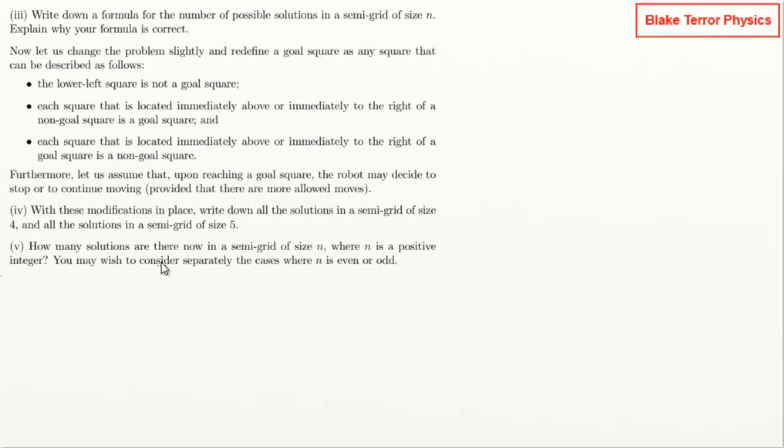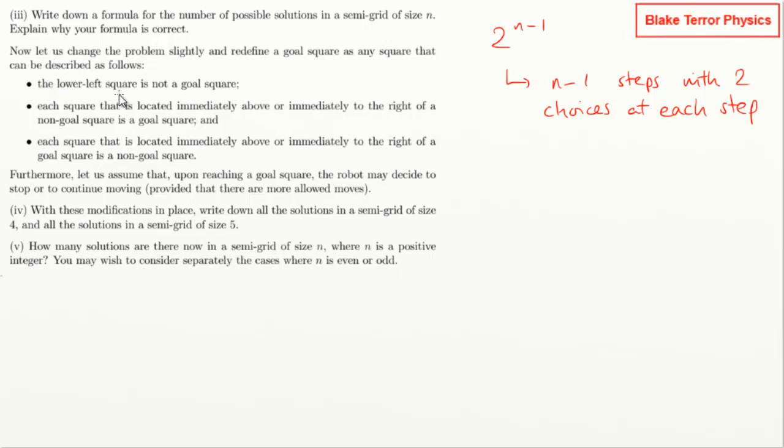Right, the rest of the question, because they've written so much here. Write down a formula for the number of possible solutions in a semi-grid of size n. Explain why your formula is correct. Right, seriously? Okay, so, well, we know it is 2 to the n minus 1 because we've got n minus 1 steps with 2 choices at each step. Okay, so this question is not blowing me away at the moment.